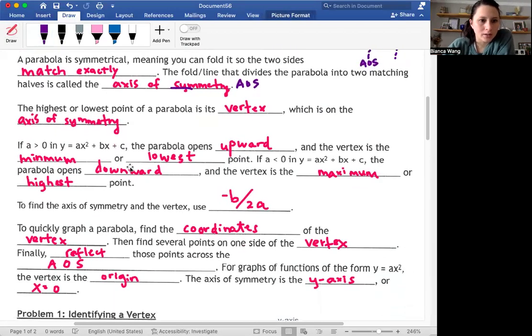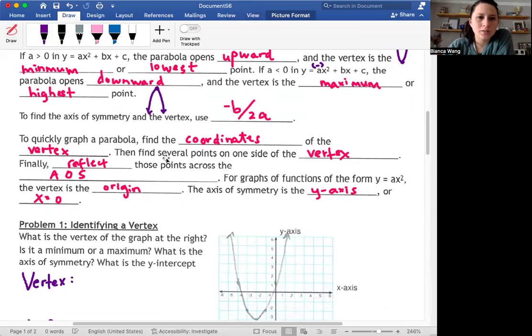If a is greater than 0 in this quadratic equation, the parabola opens upward. Basically, if you have a positive a, then it's going to open upward, and the vertex is the minimum or the lowest point. So it's going to look like this, opening upward, with the vertex on the bottom. If a is less than 0, so this being a negative, then the parabola opens downward. It's going to point down, and the vertex is going to be the maximum or the highest point.